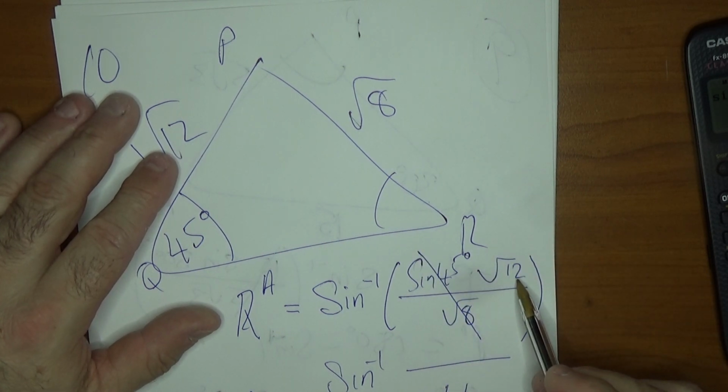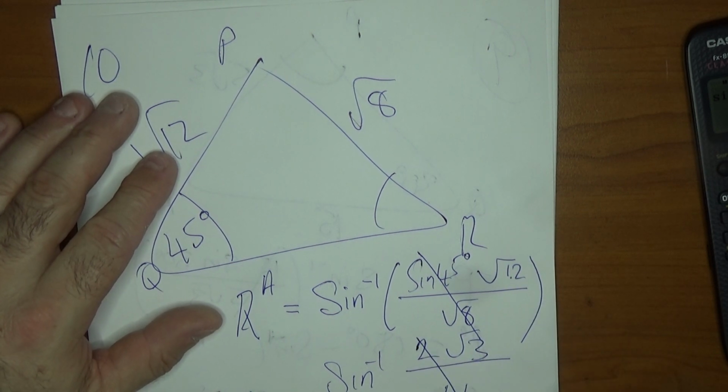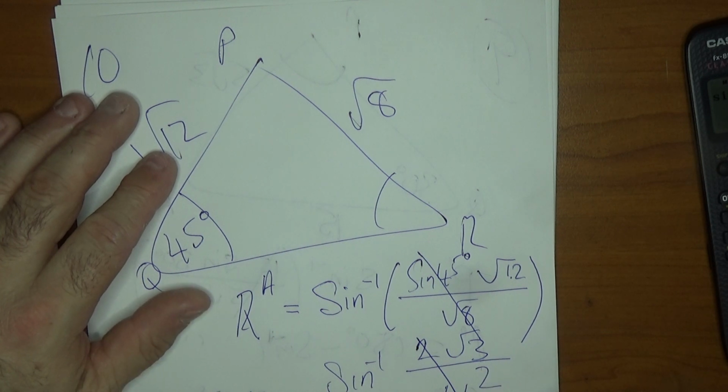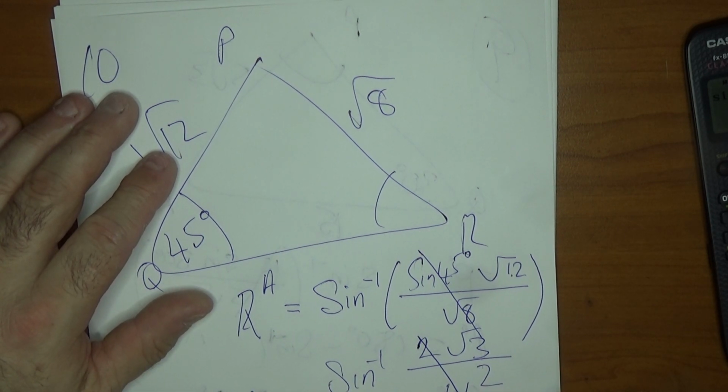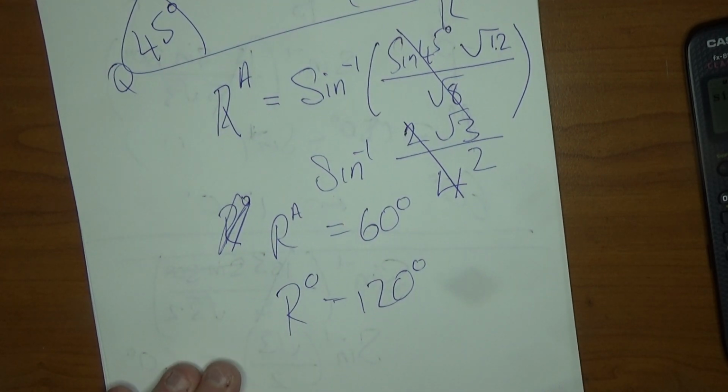Now, this is 2 root 3, because there's a 4 in there. And this is 2. So the angle whose sine is root 3 over 2 is again 60 degrees, and again 120 degrees is the alternative. That's the acute version, and this is the obtuse version. Sorry about that, I went off page there for a minute.